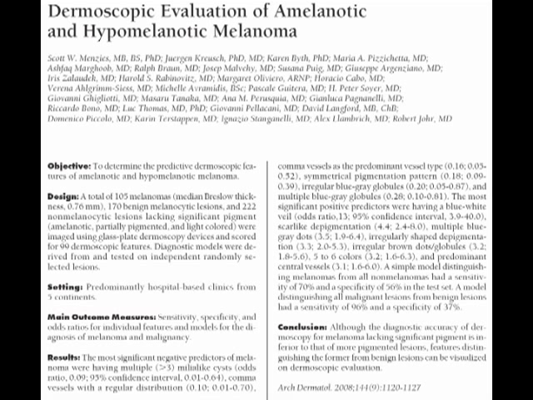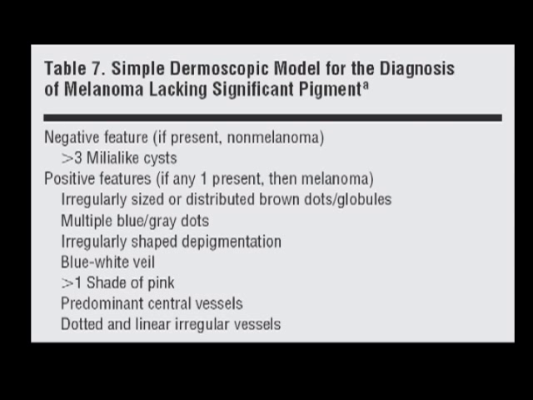A full description of irregular vessels seen in melanoma can be found in this publication in the Archives of Dermatology. In brief, lesions, even if symmetric, revealing greater than one shade of pink, or revealing dotted and/or linear, irregular, or serpentine vessels, should be viewed with suspicion, and a biopsy should be considered.